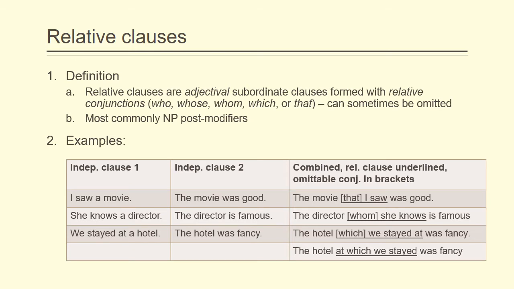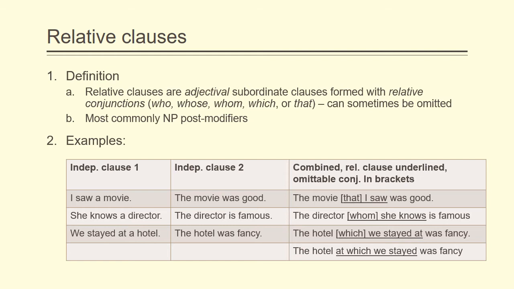So first we begin with two independent clauses. Independent clause 1, I saw a movie. Independent clause 2, the movie was good, can be combined so that we see the relative clause being underlined in the far right column, and the omittable conjunction is going to be in brackets. So the movie that I saw was good, which can also be the movie I saw was good. When we have the clause, she knows a director, and the independent clause 2 being the director is famous, we're going to have the director whom she knows is famous, or the director she knows is famous.